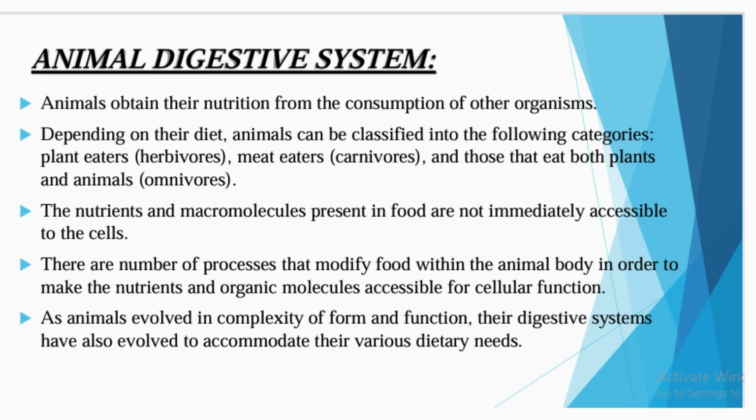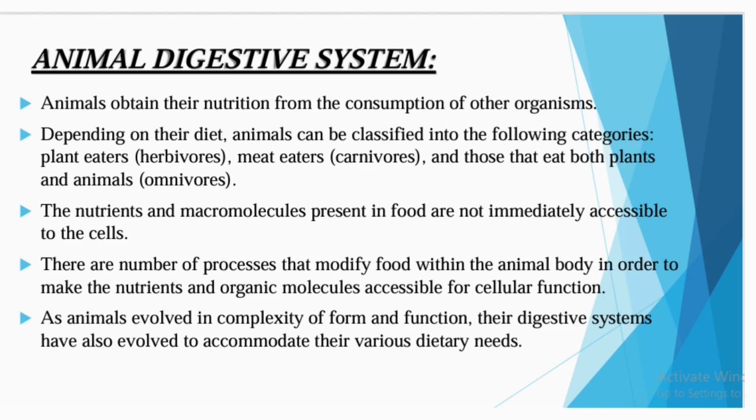So just like humans, animals obtain their nutrition from the consumption of other organisms. Depending on their diets, animals can be classified into the following categories: plant eaters are known as herbivores, meat eaters are known as carnivores, and those that eat both plants and animals are omnivores.